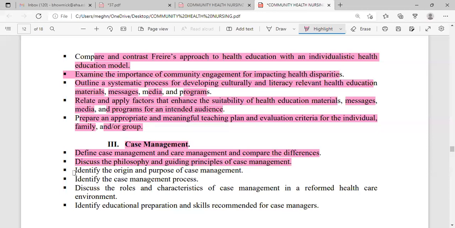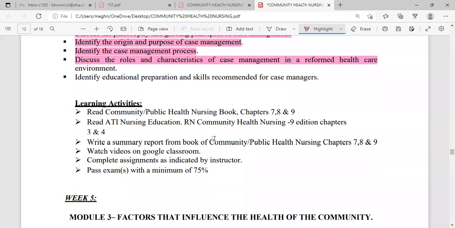Also, identify the origin and purpose of case management. Identify the case management process and discuss the roles and characteristics of case management in a reformed healthcare system. Also, identify educational preparation and skills recommended for case managers.